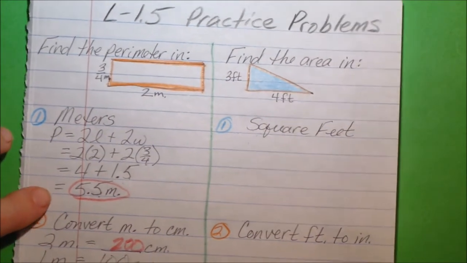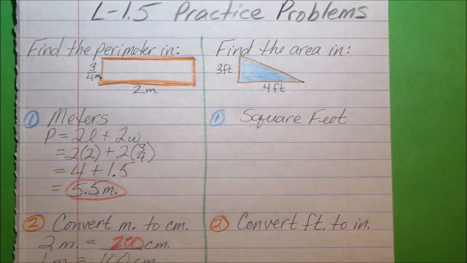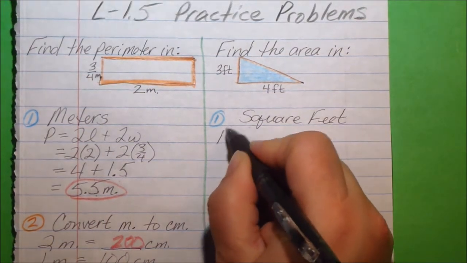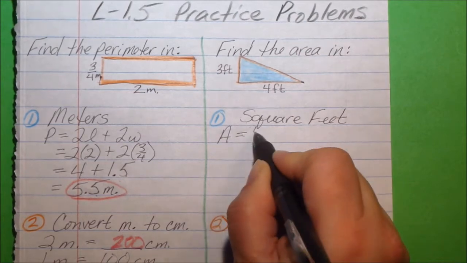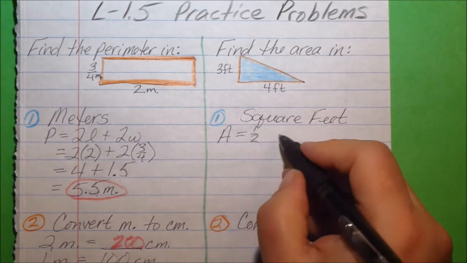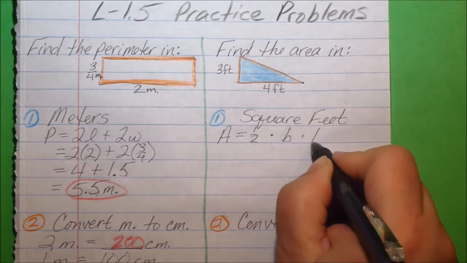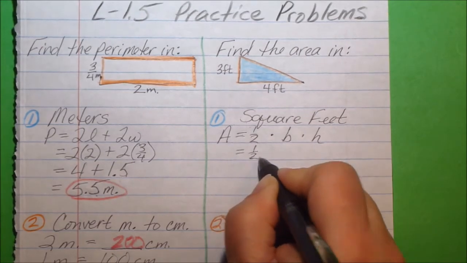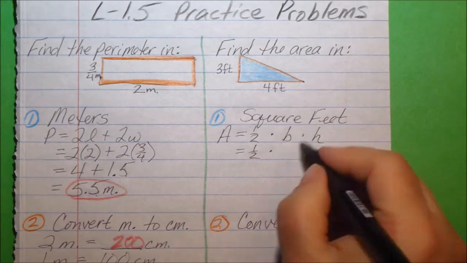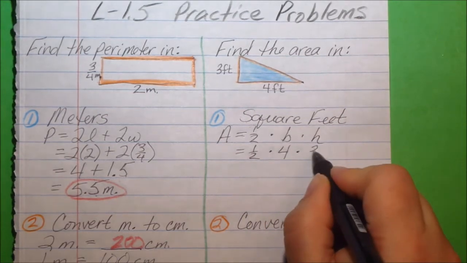All right? Okay, so now let's look at our area one and see how we do that. The first thing I've got to do is figure out what is the area in square feet. I've got a triangle that has a base of 4 feet and a height of 3 feet. So first thing I do is write out my formula for a triangle. A equals, for area of a triangle, 1/2 times base times height. All right, and now I'm going to plug in known values. The base is 4 feet and the height is 3 feet.